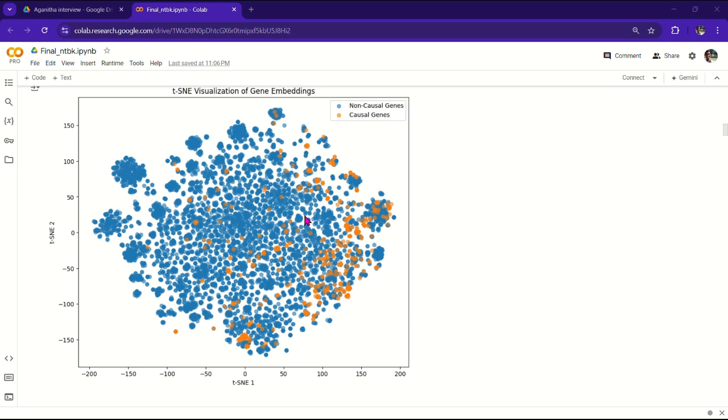But we can see that there are also non-causal genes which are forming different clusters. So these gene embeddings are forming different clusters, and we can say these have different embeddings or different properties.